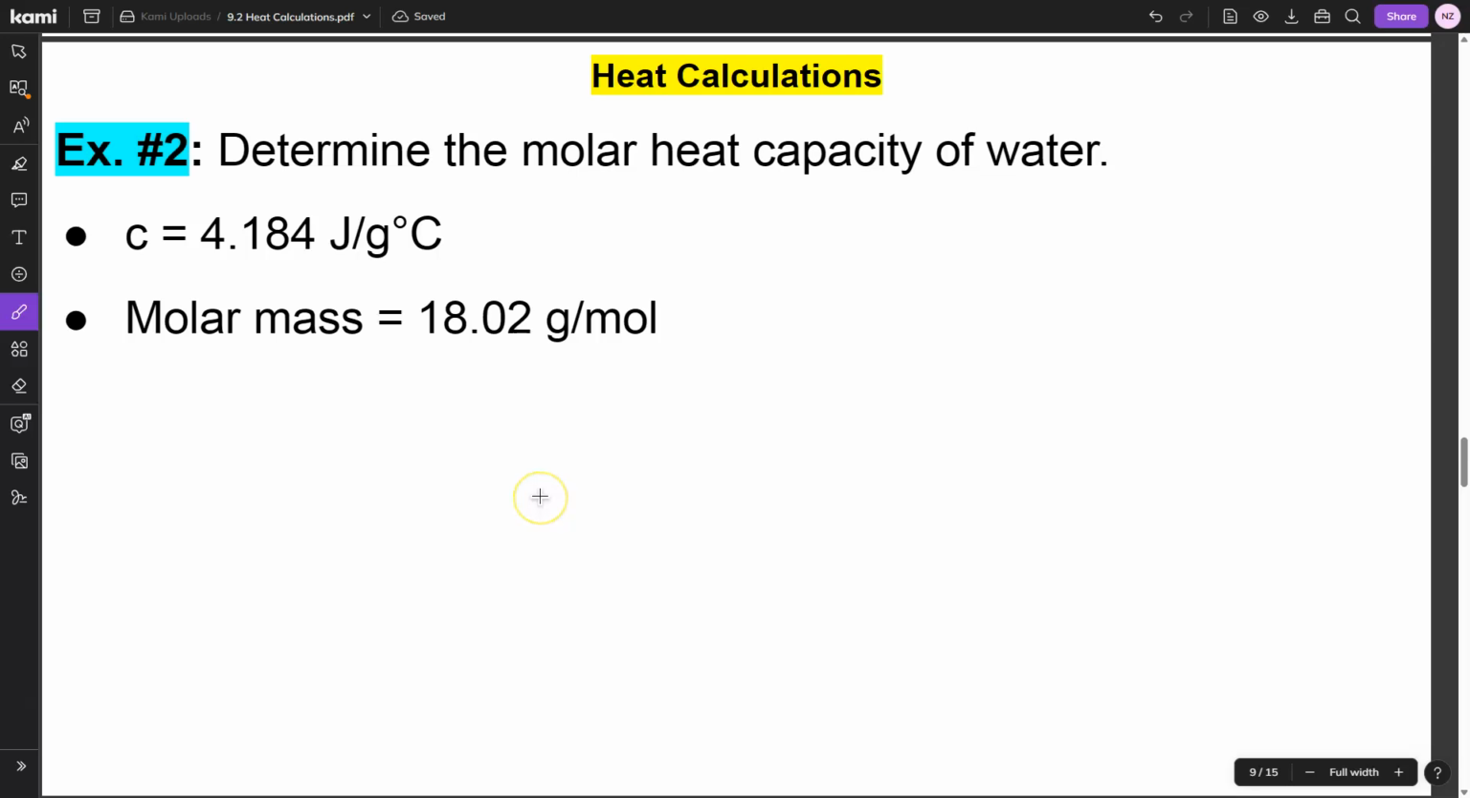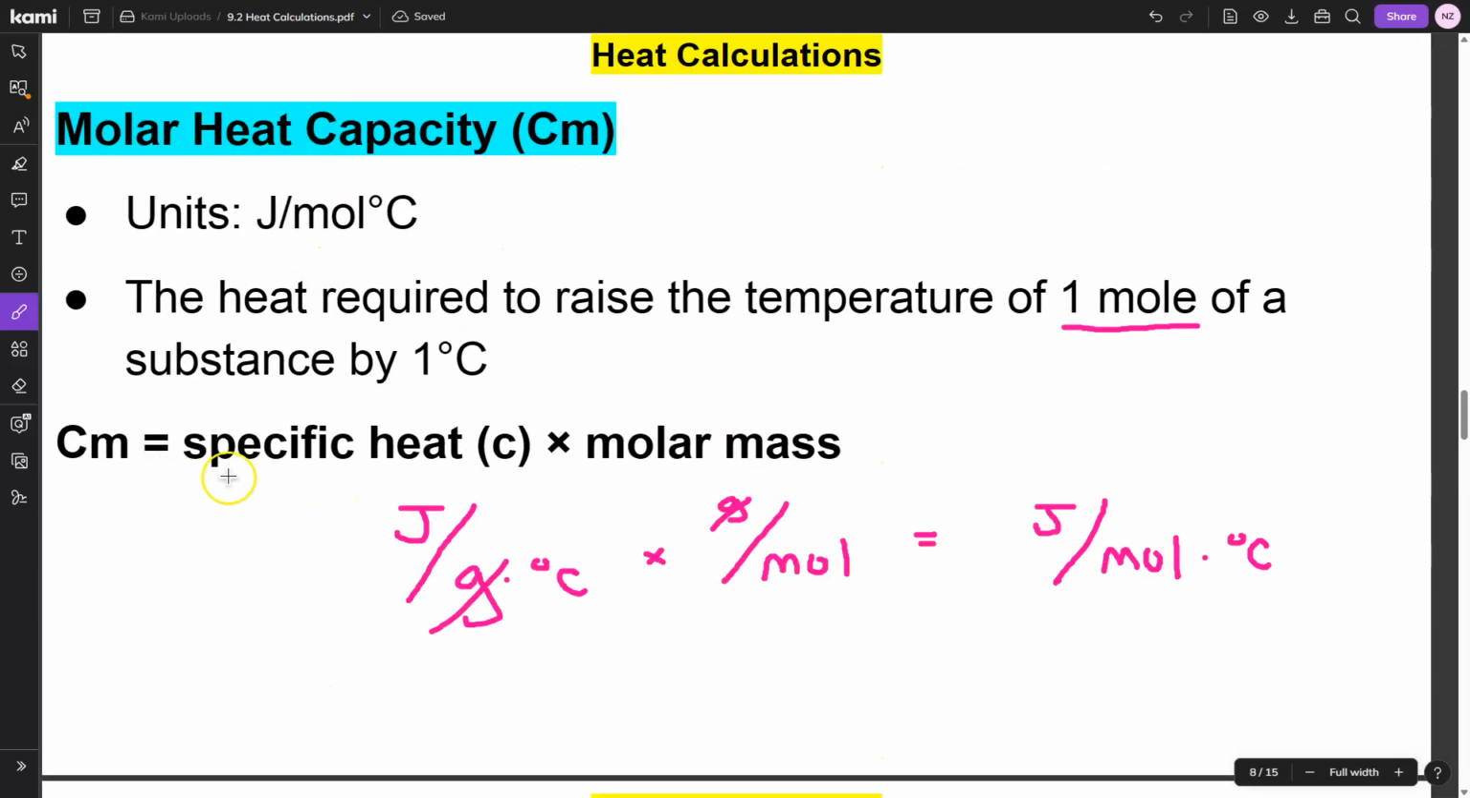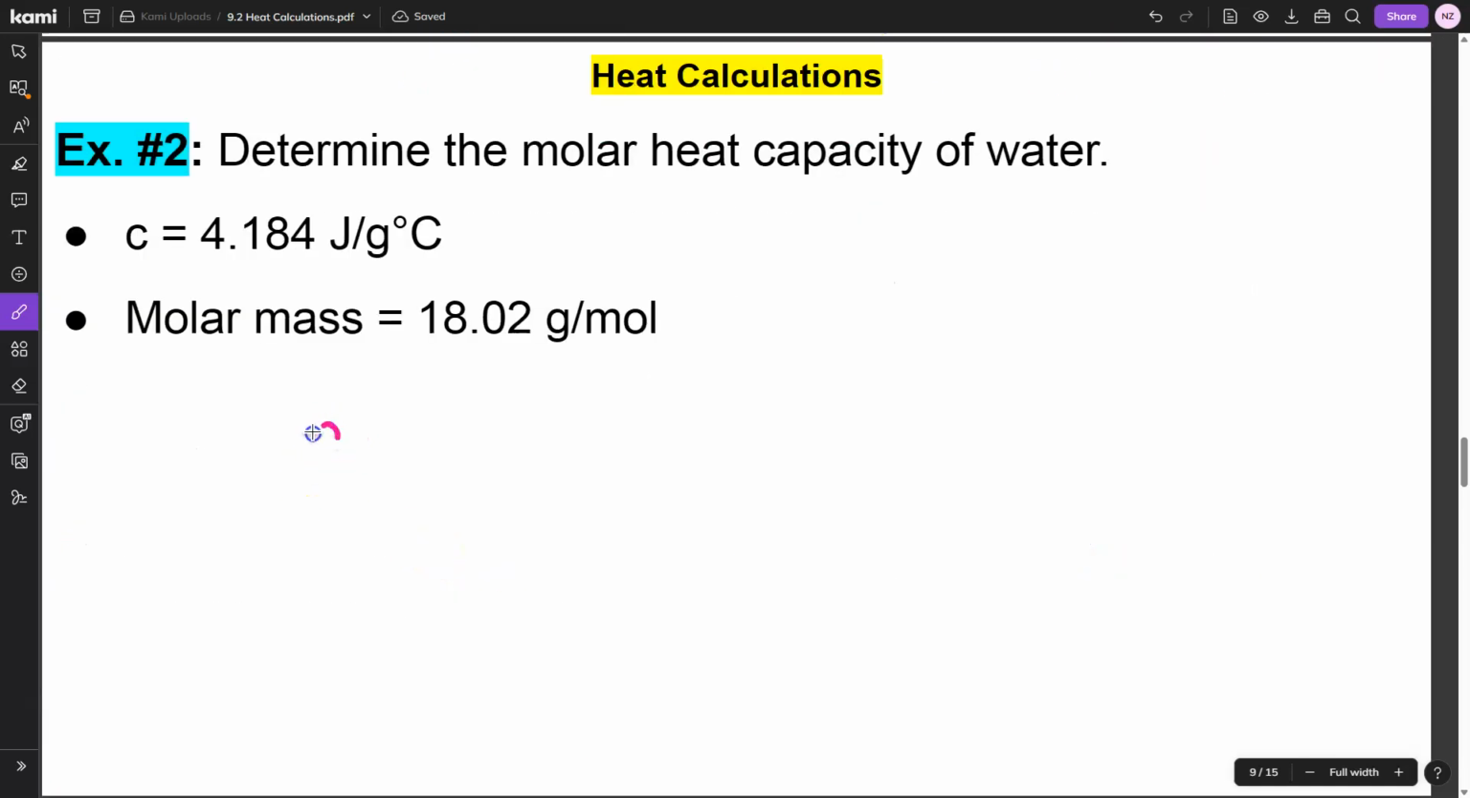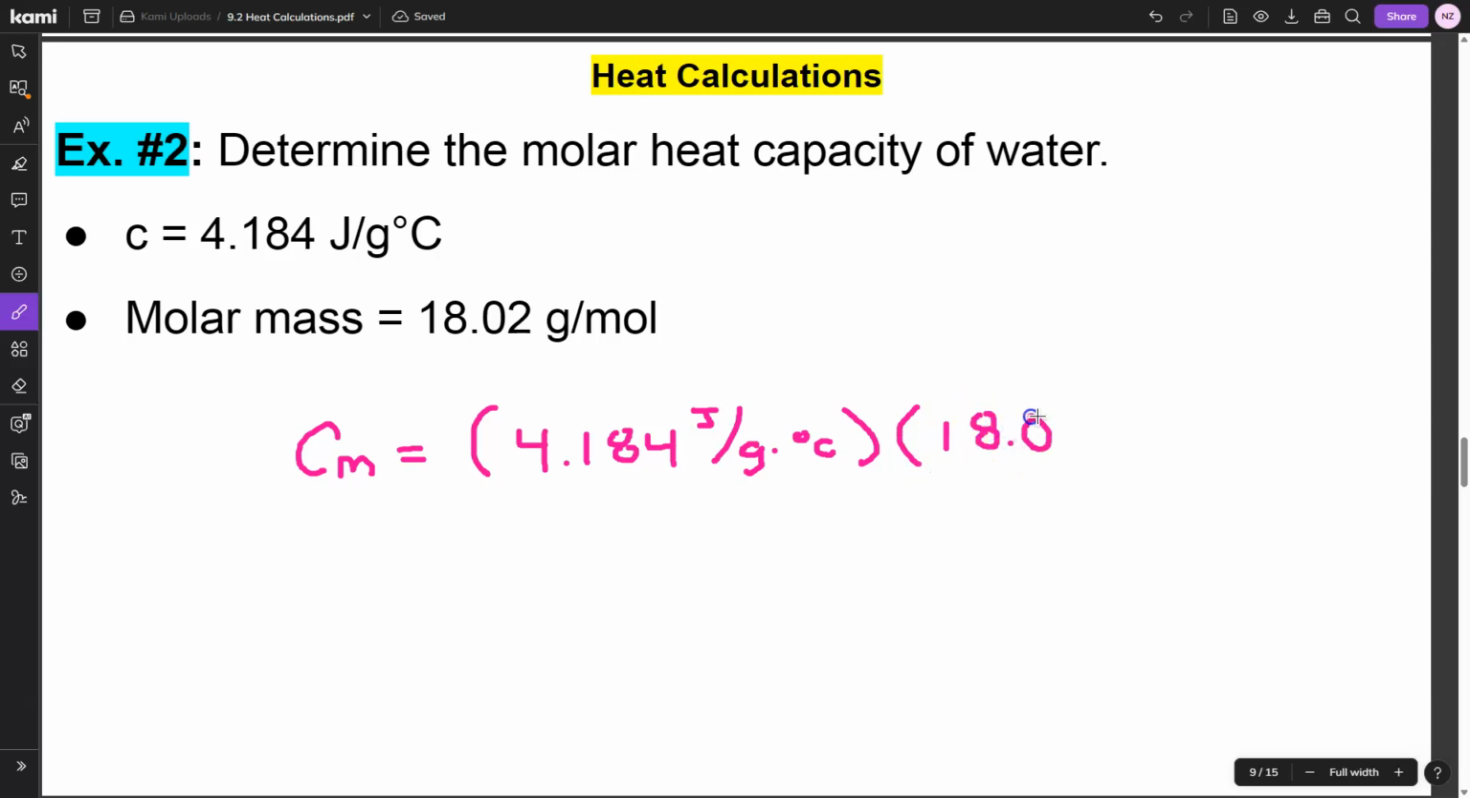Okay, so it says determine the molar heat capacity of water. All the information here is given. Again, our equation is just going to be the specific heat capacity times the molar mass. So to calculate our molar heat capacity, I'm going to take C, which is 4.184 joules over grams times degrees Celsius, and multiply that by the molar mass, which is 18.02 grams per mole.